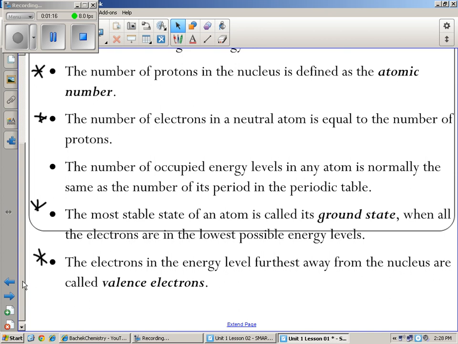The most stable state of an atom is called its ground state, when all the electrons are in the lowest energy possible. And we will draw some diagrams on that next week, so you're just going to have to be patient. Okay, don't freak out yet. You can do that next week, all right?